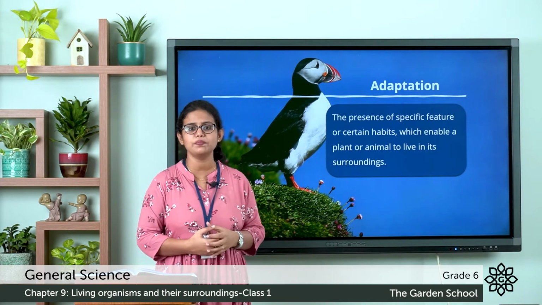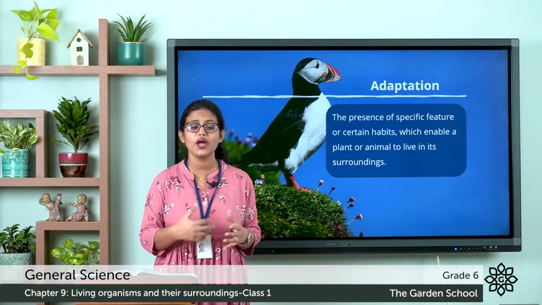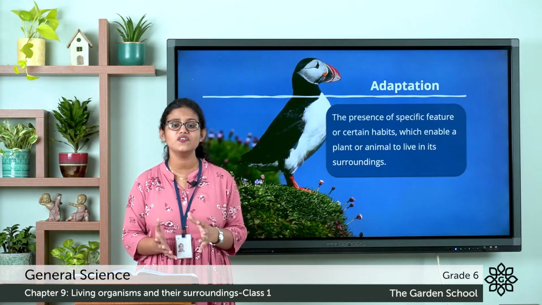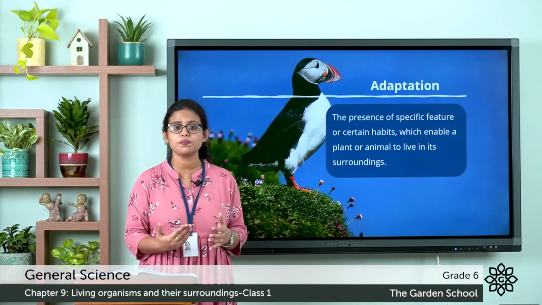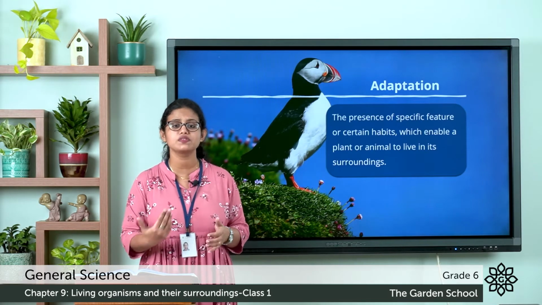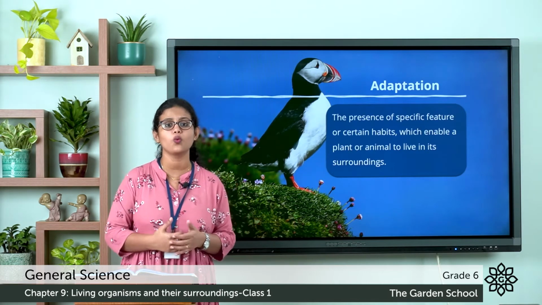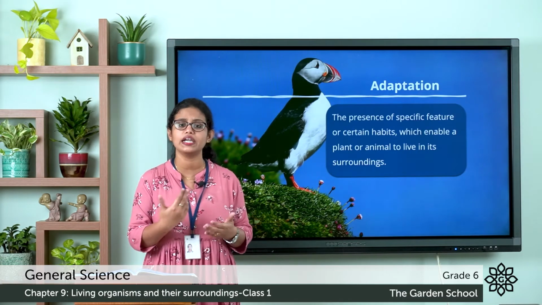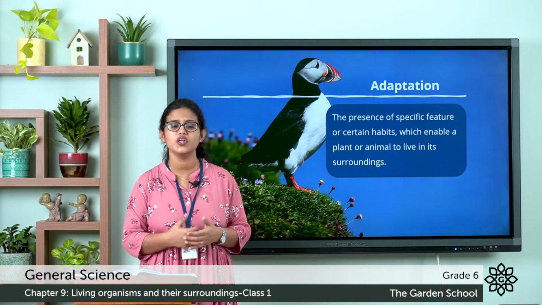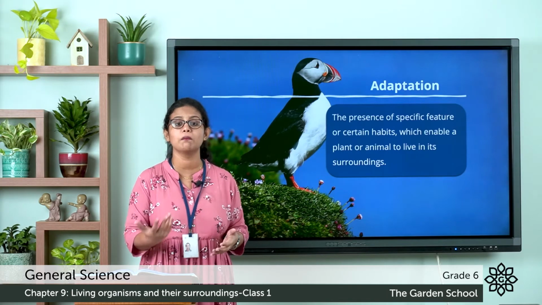Let's take the example of a fish. Where does this fish live? They live in water, right? And this fish has some special features that help them to survive in water. What if this fish is made to live on land? Can it survive? No.